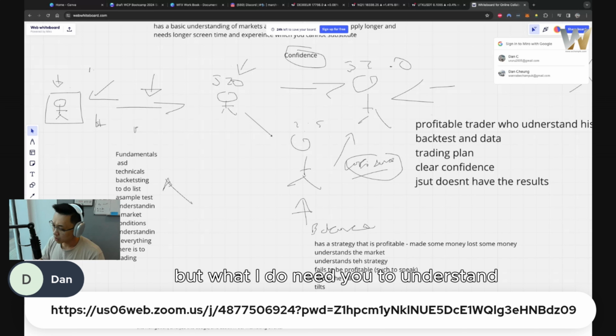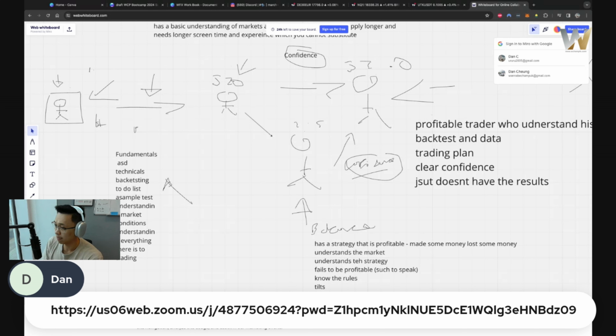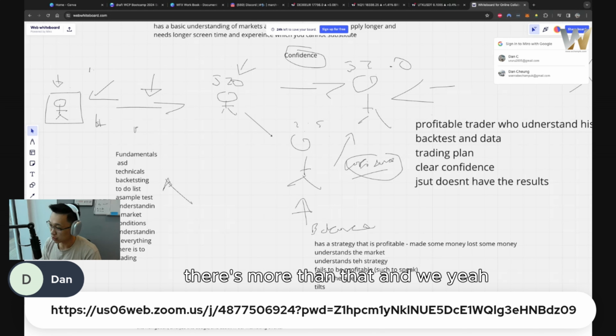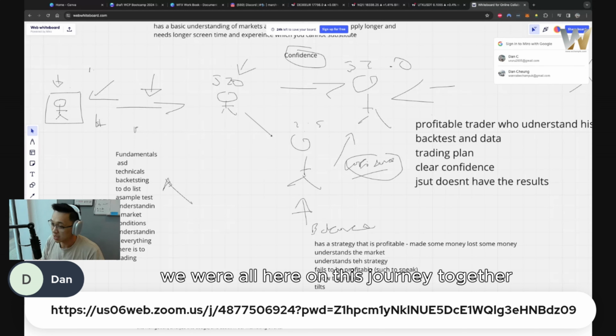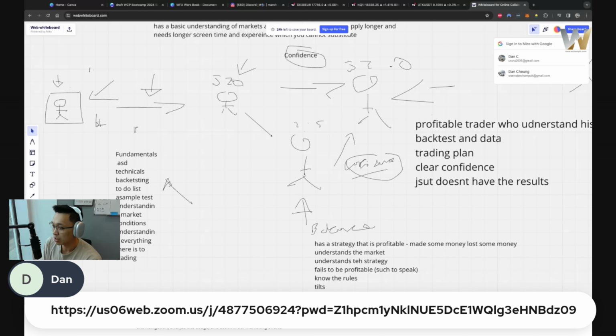religious person. But what I do need you to understand is that God has given you this path for you to enjoy it. Like this is fun for a Sunday. There's 22 of us. There's more than that, and we're all here on this journey together. You have to enjoy the process. Now, if you can do that, that makes the patience and time a little bit easier.